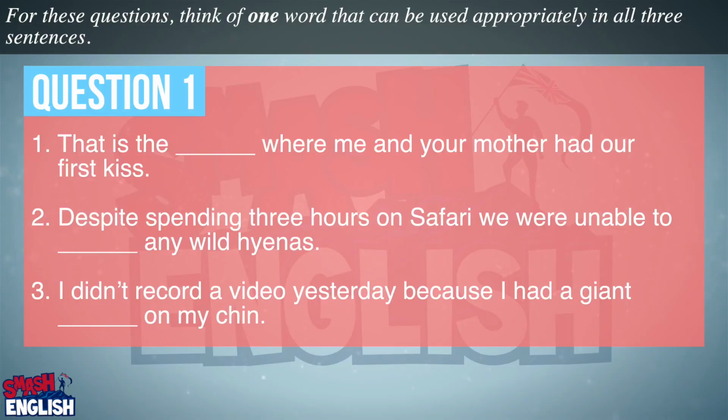So then, let's try and at least understand the meanings that we need in these 3 sentences. In number 1, we need a place. I know this because we have the relative pronoun where. So, for now, let us write the word place. Number 2 requires a verb. This must be a verb you do on safari. The object of the verb is wild hyenas. The meaning we need could be see or find, because on safari, you see and find animals.